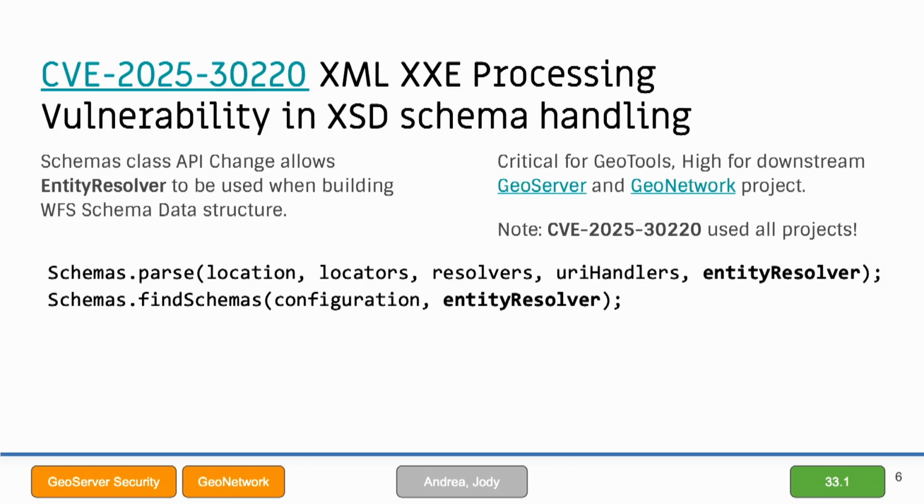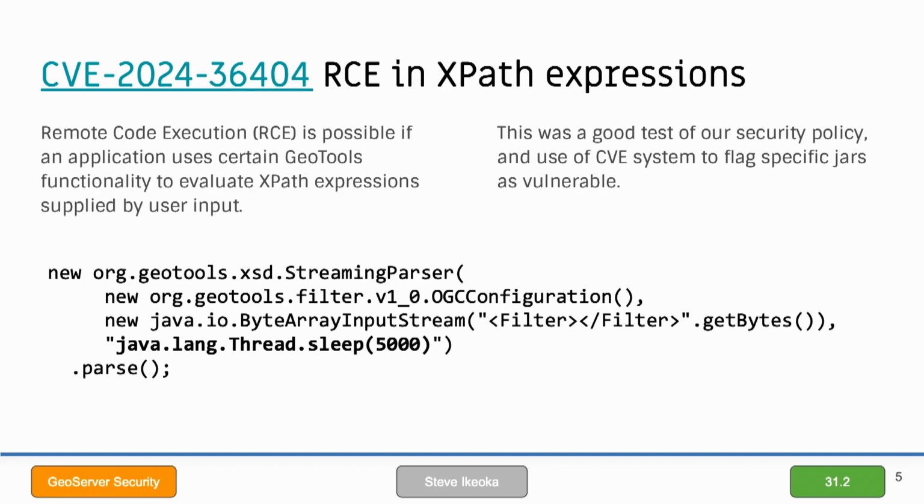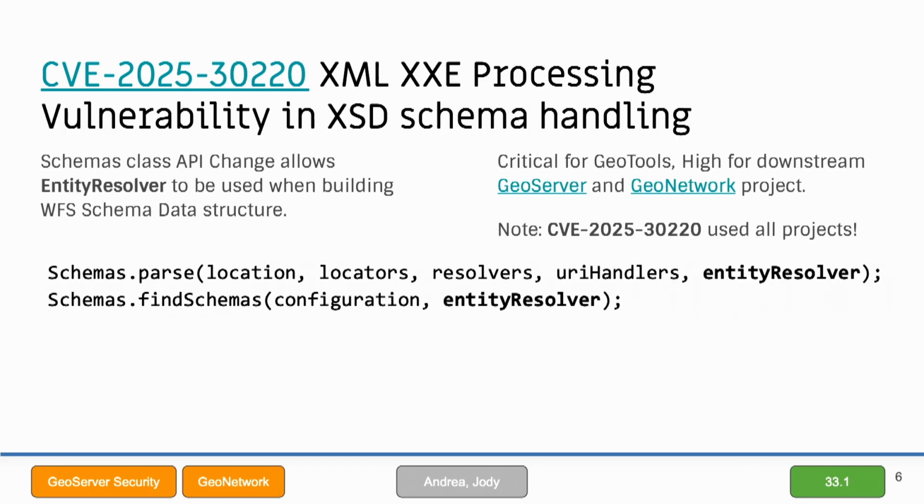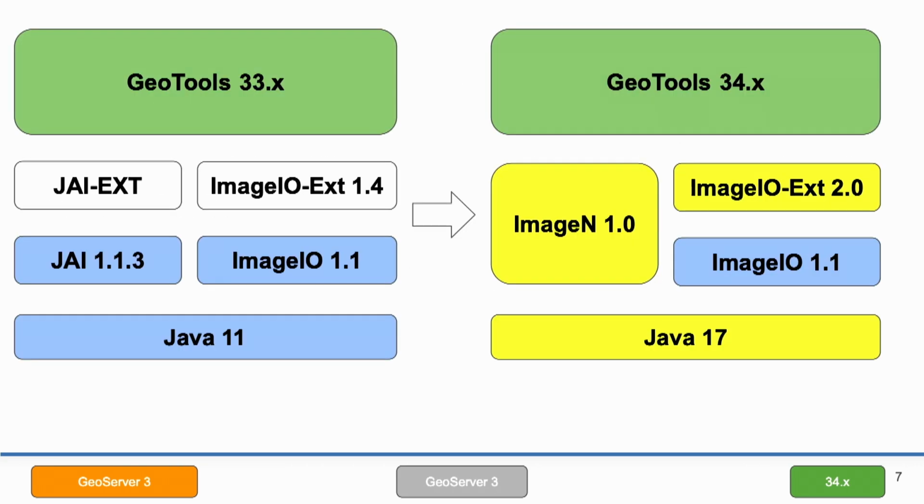And similarly, we had another security vulnerability this year, which we talked about in March or June. So please update GeoTools. Security vulnerabilities can happen at all levels of the software stack. This one here was addressed by GeoServer security. This one affected GeoServer and GeoNetwork.